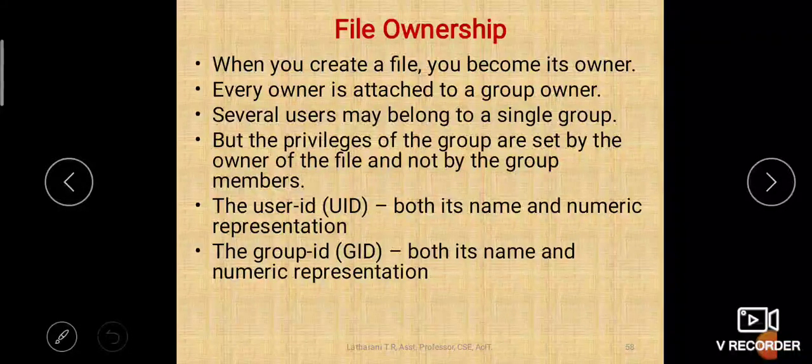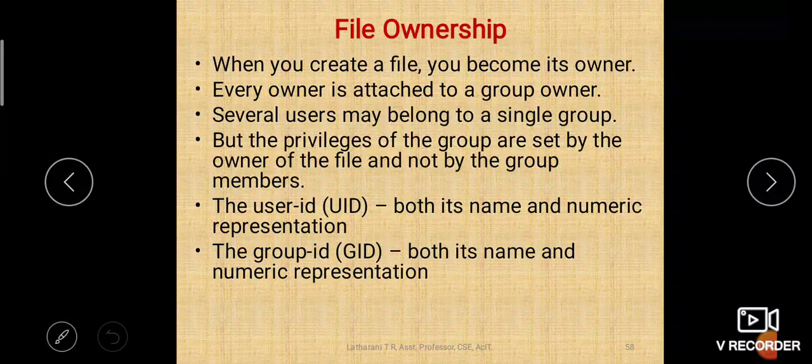So we have already studied about file ownership. Now we'll see how to change the ownership of the file. For that, we will first have a recap of the concepts. When you create a file, you become the owner of the file. That is the first point.